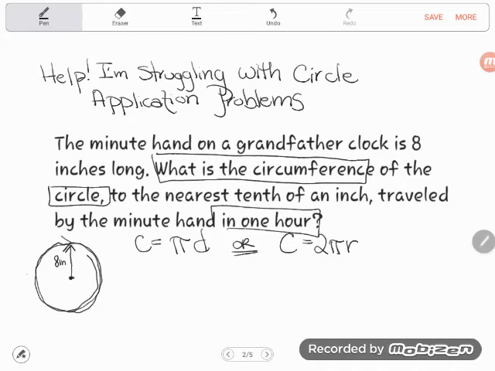I prefer to go with the one where I know what information I need. Let me show you what I mean. This formula has a D. D in a circle formula stands for diameter. The diameter of a circle stretches through the center from end to end. This formula, on the other hand, has an R. R stands for radius. The radius of a circle goes from the center to the outside, much like that minute hand. Since I already have the radius, I'm going to go ahead and use the formula with an R in it, and I'll just ignore this one.